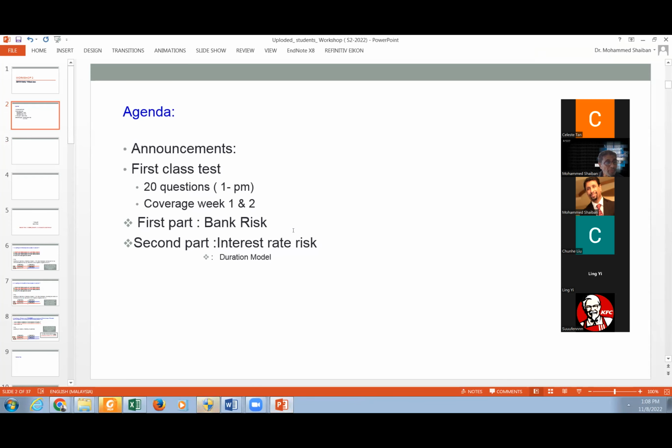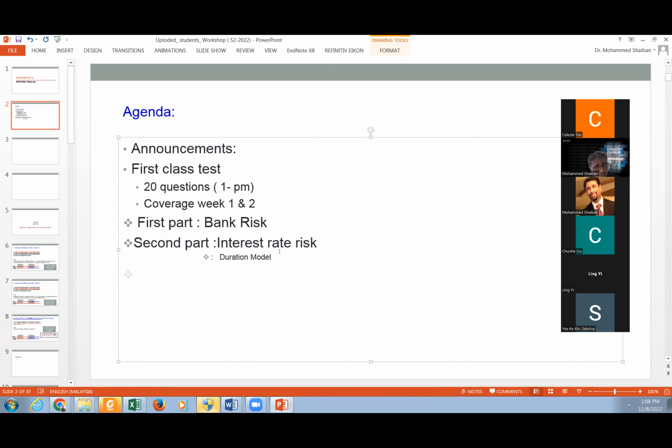Now, today I wanted to talk about bank risk and interest rate risk. For interest rate risk, we are covering today only the duration model. We are not covering the repricing model. I left the repricing model for the tutorial. Here, I want to focus on the duration model. I just uploaded the answers for you, and I will explain some things so you understand what we are doing.